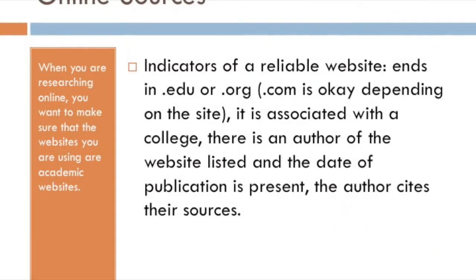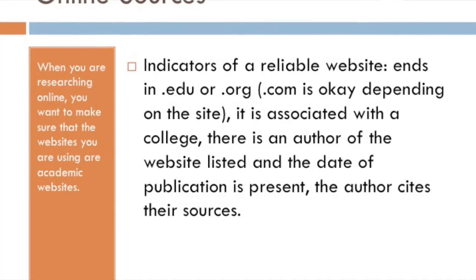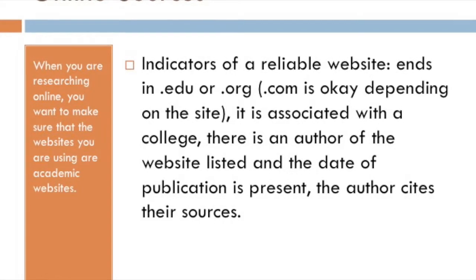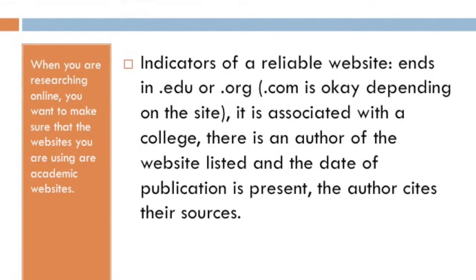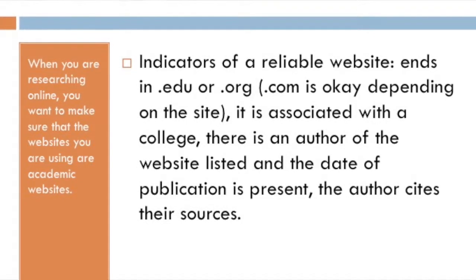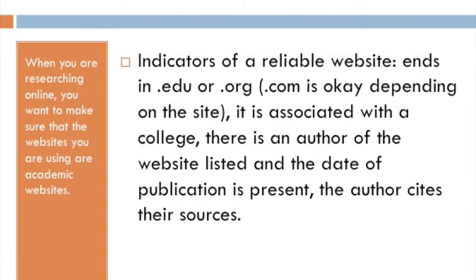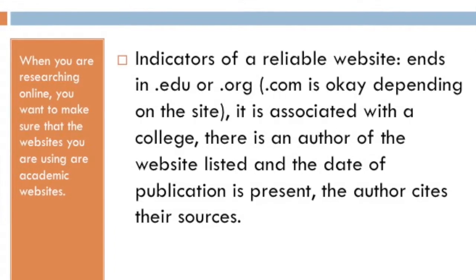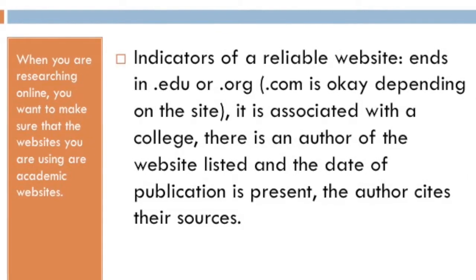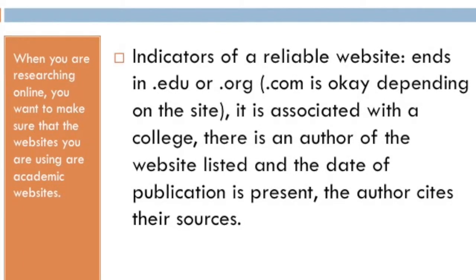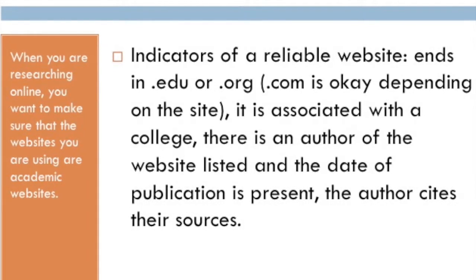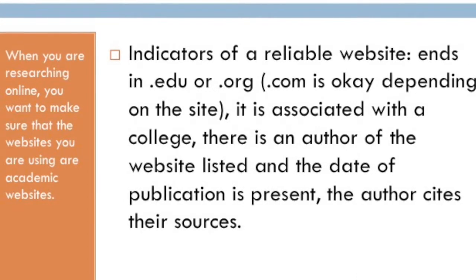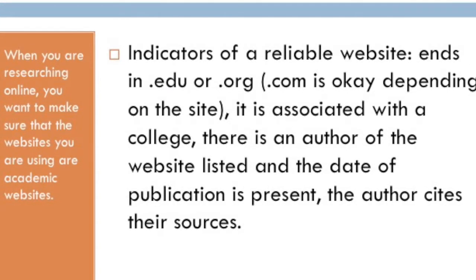Considering online resources, it is really important to find reliable sources. Indicators of reliable websites are that it ends in a .edu or .org, depending on the website. .com is okay depending on whether the website is associated with a college or an academic institution. If there is an author of the website listed and the date of publication is present, it is oftentimes a more reliable website. And as long as the author cites its sources, it's almost sure to be a good source of information.